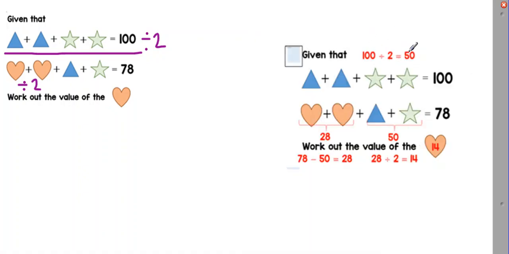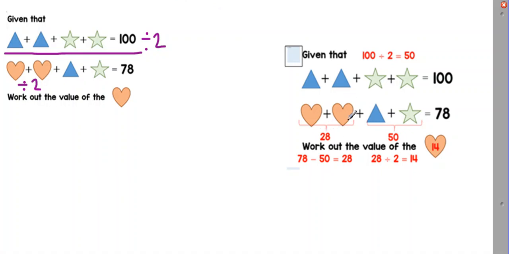So 100 divided by 2 is 50. So that means that both triangles are worth 50 and both stars are worth 50. So that means individually, the triangles are worth 25 each and the stars are worth 25 each. Okay, so here, one triangle and one star has a value of 50. So then we need to subtract 50 from 78. And that leaves us with 28.